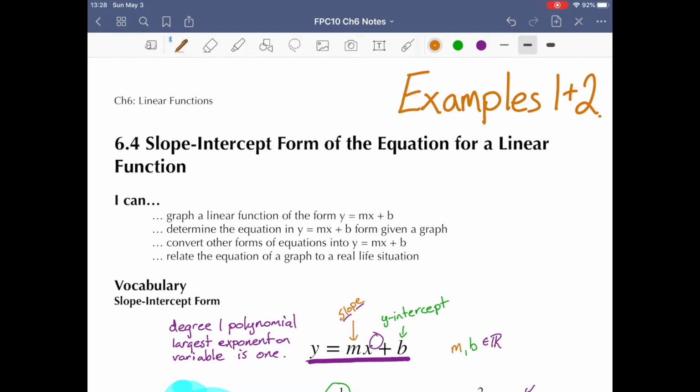Hello, this is Mr. Stein, and in this video we're going to look at examples number 1 and 2 for section 6.4, slope-intercept form of the equation for a linear function.